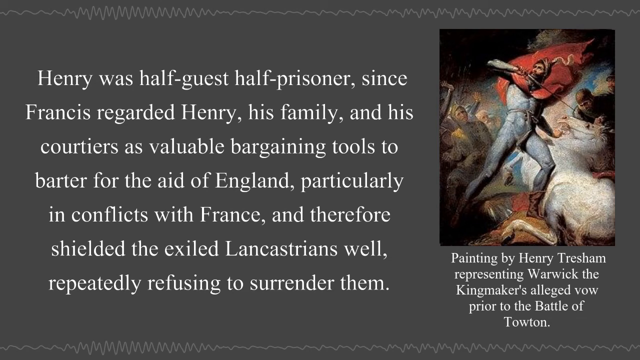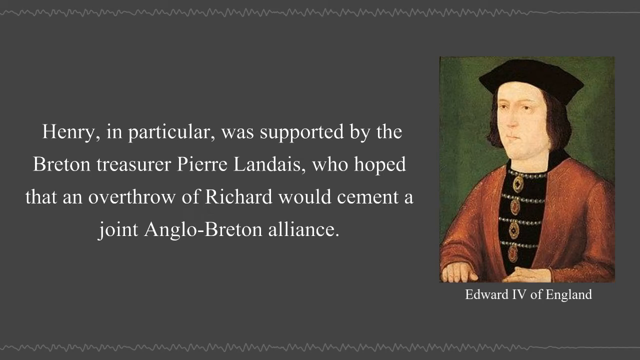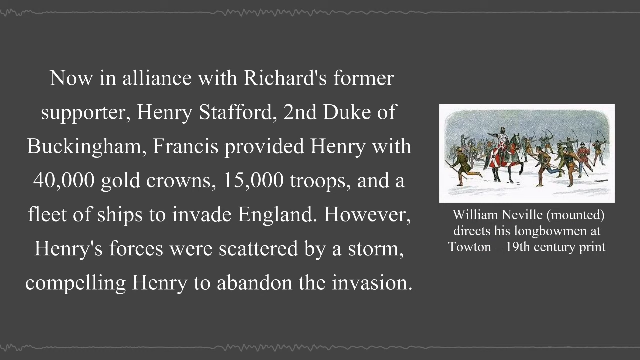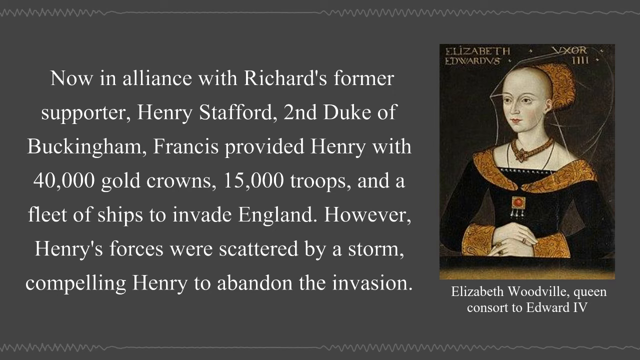Henry, in particular, was supported by the Breton treasurer Pierre Landais, who hoped that an overthrow of Richard would cement a joint Anglo-Breton alliance. Now, in alliance with Richard's former supporter, Henry Stafford, 2nd Duke of Buckingham, Francis provided Henry with 40,000 gold crowns, 15,000 troops, and a fleet of ships to invade England. However, Henry's forces were scattered by a storm, compelling Henry to abandon the invasion.